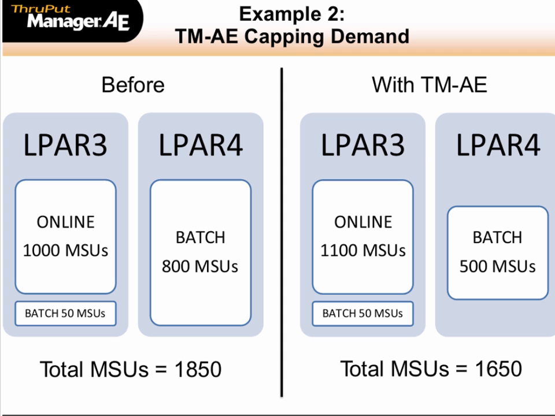In this second example, we have a different configuration, an LPAR group with 2 LPARs, 3 and 4, one of which, LPAR 3, has mostly online, and a small amount of high-priority batch that must run on that LPAR, and another, LPAR 4, that runs entirely batch load. On the left, before TMAE, the peak rolling 4-hour average for this LPAR group was 1,850 MSUs per hour.